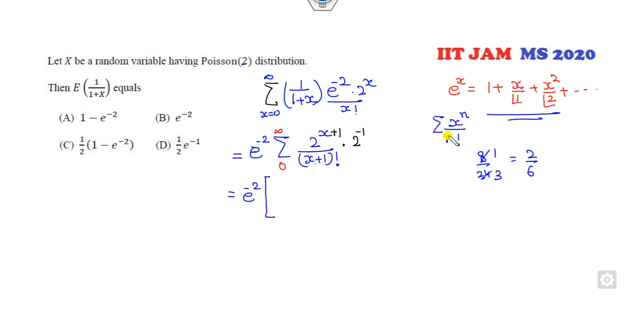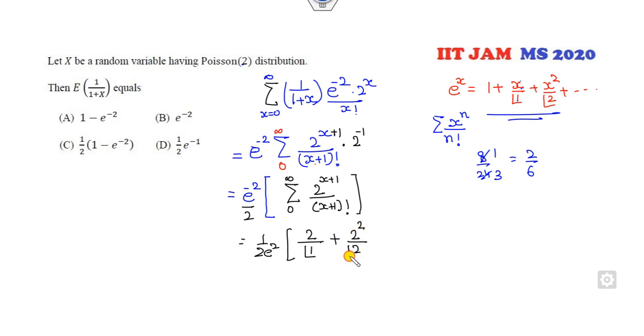Fine. Now you can see this is the same term as this. Is it true? Yes. So I can take 2 raised to power minus 1 here. Then the remaining term will be 2 raised to power x plus 1 over x plus 1 factorial. Now you can open this term. Half of e square is outside. When I take 0, it's 2 over 1 factorial. When I take 1, it is 2 square divided by 2 factorial, and 2 raised to power 3 over 3 factorial, and so on.